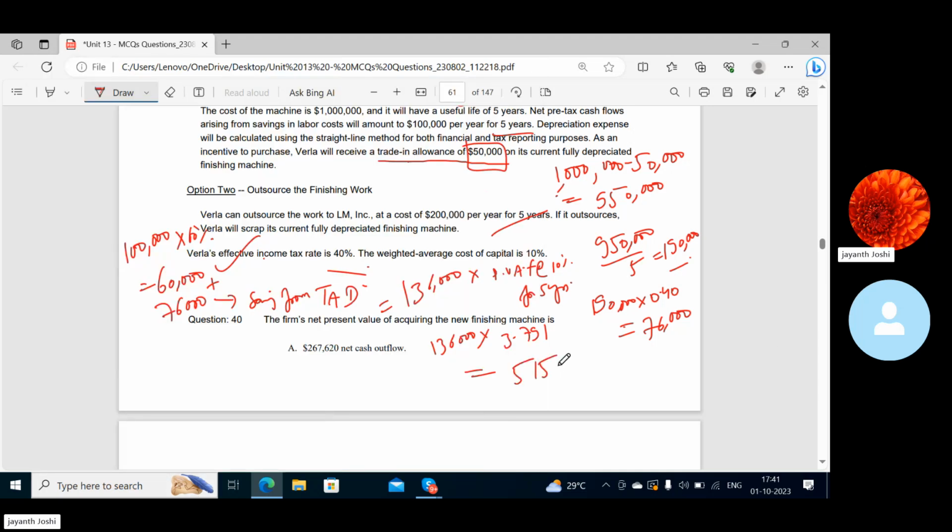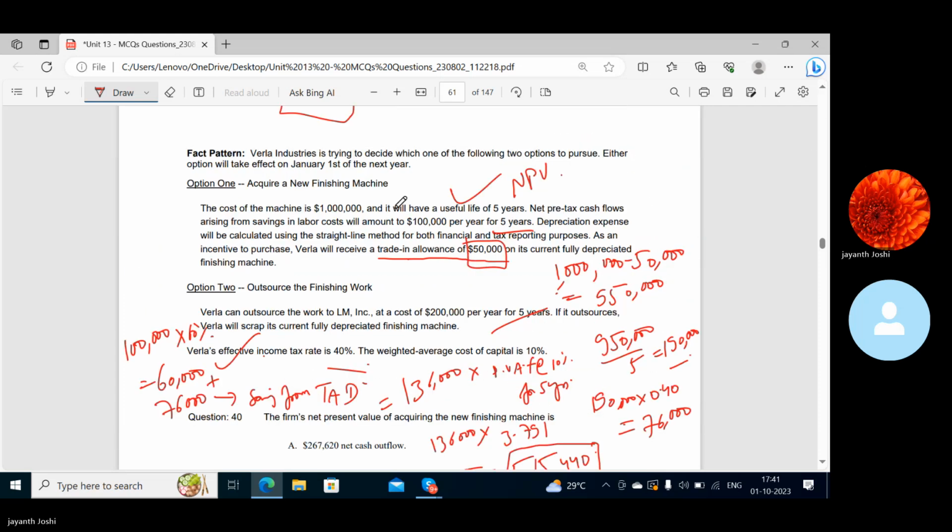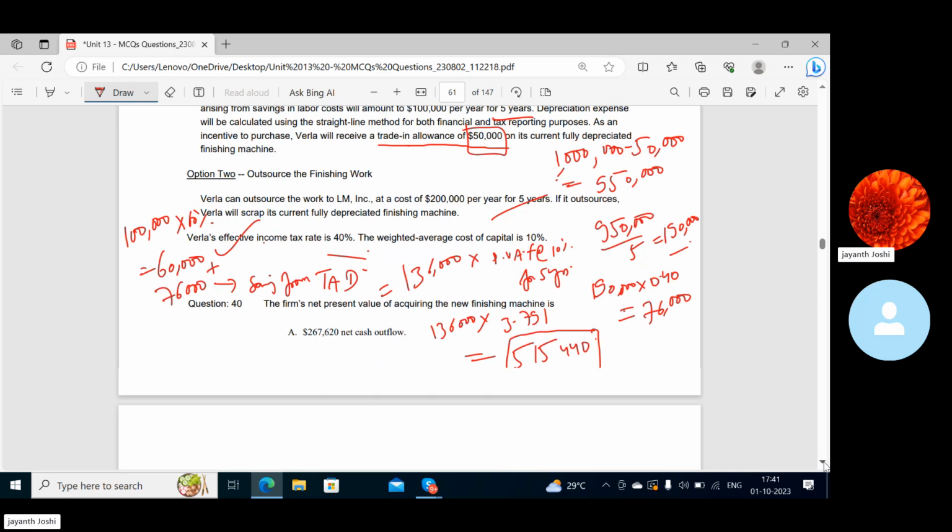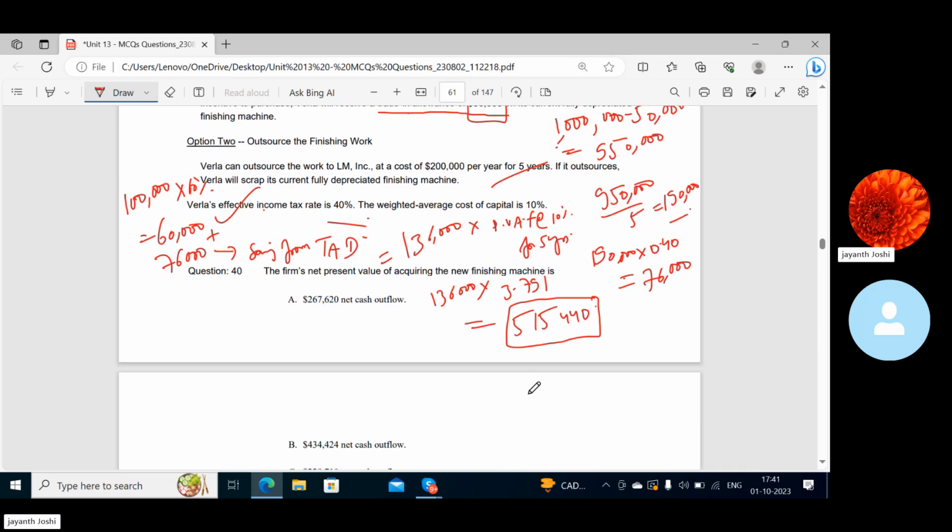5,15,440, right? So we are getting a negative NPV, right? Because 10 lakhs is the cost, and we got only 5 lakh 15. Correct? Sorry, 950. So there is a negative. So what's the difference? Negative value.